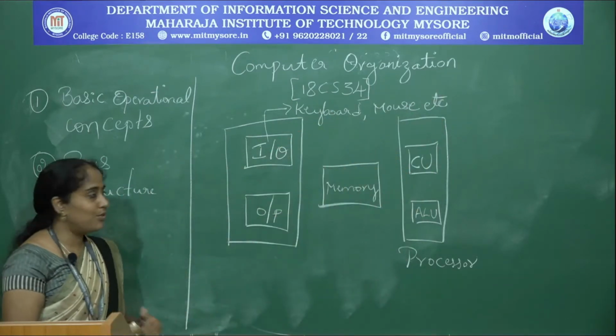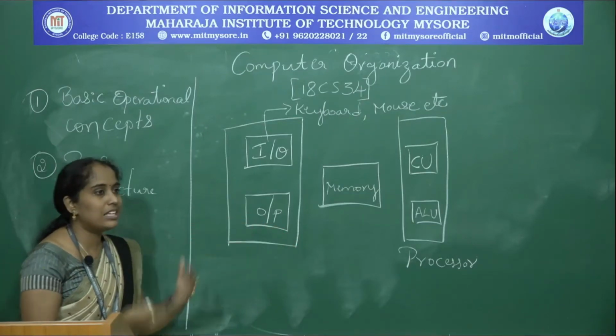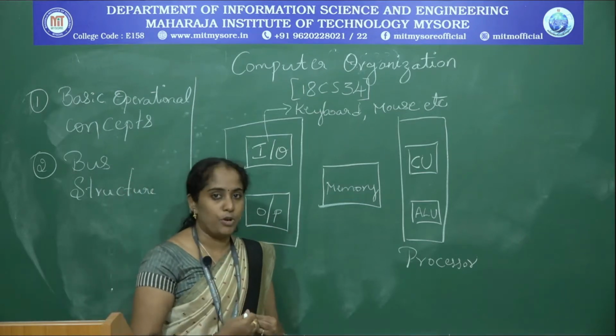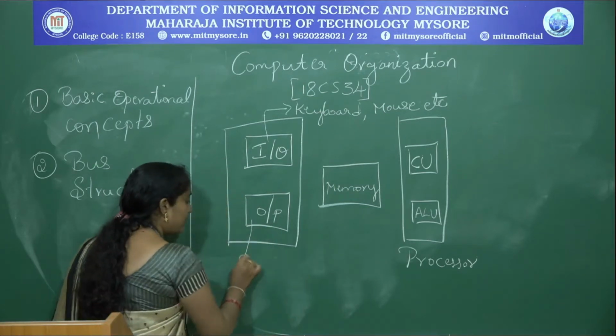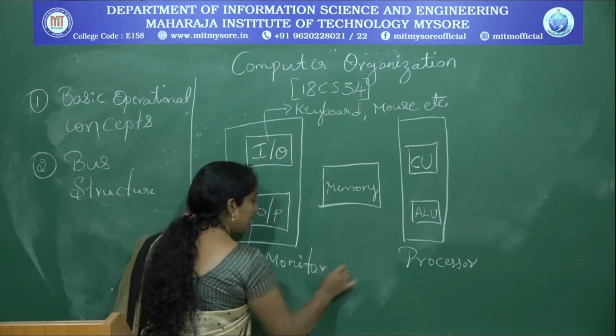Another unit is the output unit. By using this output unit, the user can view the output. Examples of output units are the monitor and printer.